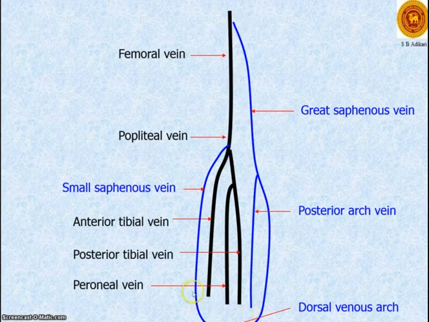And the small saphenous vein again starts from the lateral aspect of the dorsal venous arch, travels on the posterior aspect of the leg, pierces the deep fascia at the popliteal fossa and enters the popliteal vein there. The posterior arch vein enters the great saphenous vein, and we have already discussed the deep arteries and deep veins in the leg.